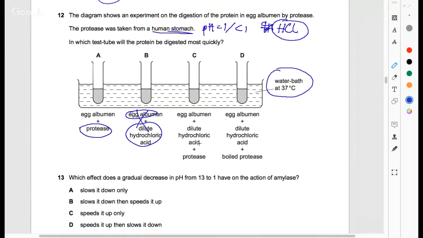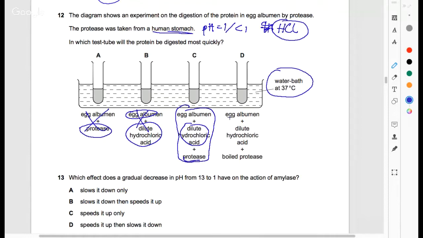Albumin plus dilute hydrochloric acid plus protease. So this is essentially like the stomach. The stomach is designed to work with actually not very dilute, but quite a lot of hydrochloric acid, egg albumin and protease. So this is basically like the stomach. So the protease is well adapted for this. It's going to work really well. It's going to work better than this. So it can't be this. This is currently the best.